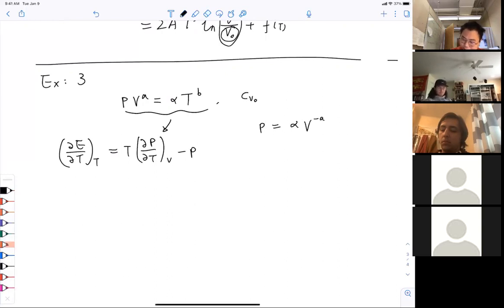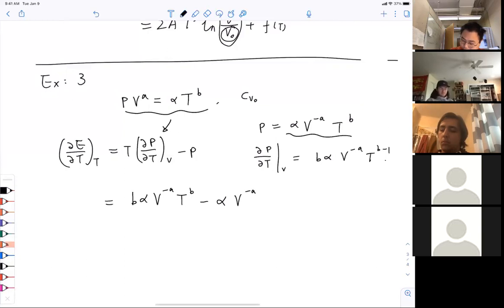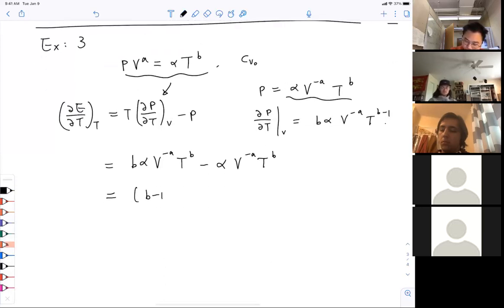V is a constant, and the partial P partial T at fixed V is B alpha times T, which gives us B. Because now it's times T. So minus B minus P. P is this guy, alpha V. So I'm doing it here step by step. Like this. I should fix a V, right?